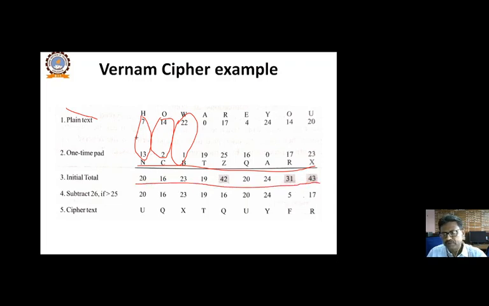It may be possible, whenever you are adding two numbers, that the result will be more than 26, such as 42, 31, and then 43. What do we do for that? Because we don't have any alphabet for 42, 43, or 31, we subtract 26 from that. After subtracting 26, we will get 16, we will get 5, and we will get 17.